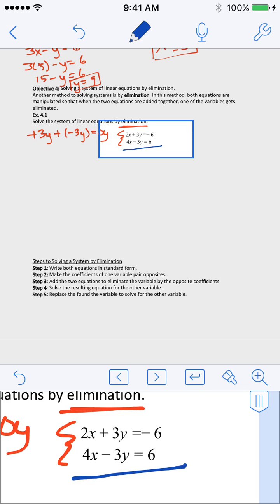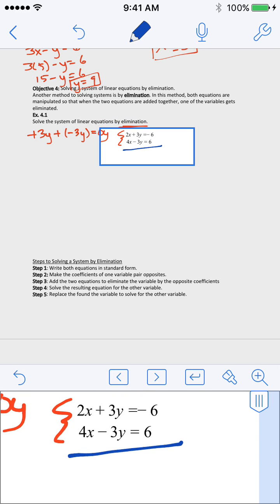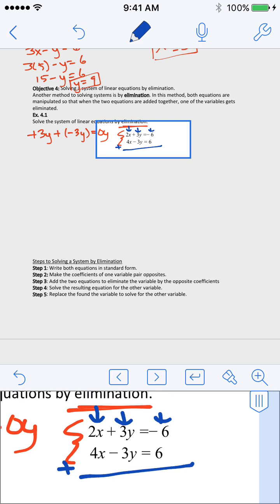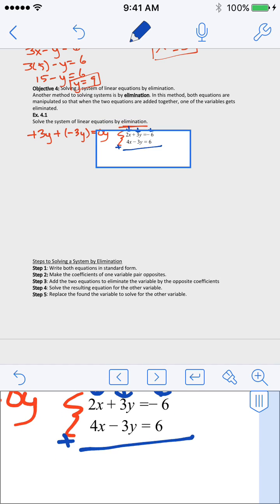Now, unfortunately, or not unfortunately, but when I add just the y's, I'm changing the equation. So what I want to do is add everything. I want to add each one going down. So I'm going to add the x's together, the y's together, and the constants together, and I've got to make sure they're in that order so I can actually do this.